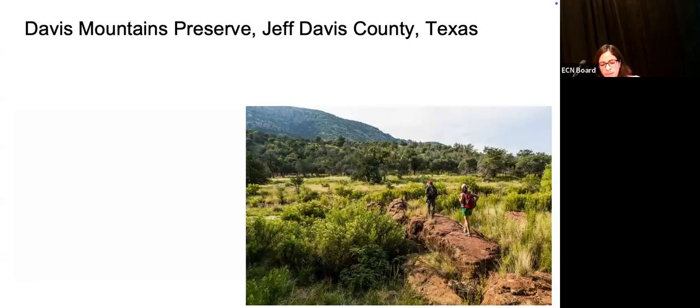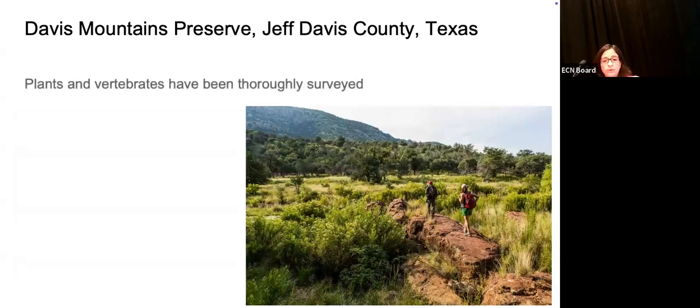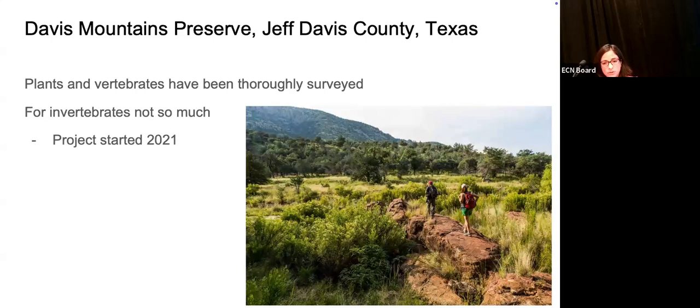So for what we know about the biodiversity present in the preserve, plants and vertebrates have been thoroughly studied, as you would expect. But for the invertebrates, the situation is very different, where with this project that started in 2021, the purpose was to thoroughly survey arthropods and other invertebrates to be able to come up with a checklist of the species that are present in the preserve.